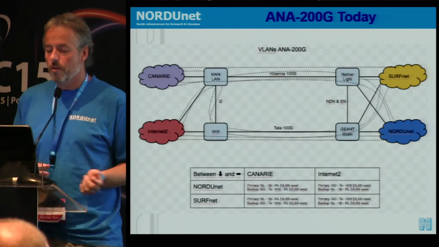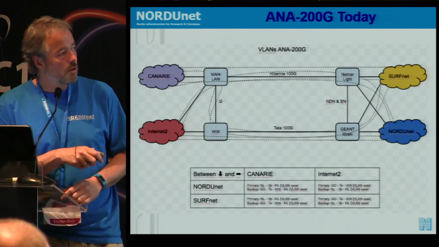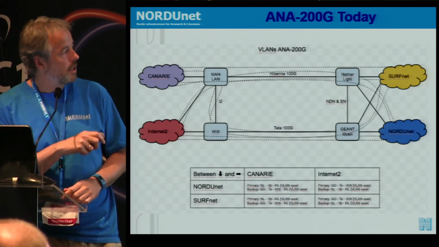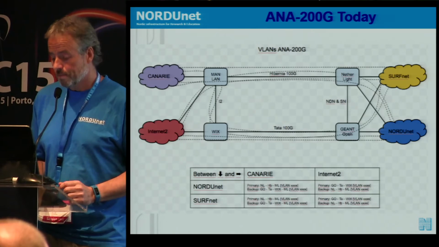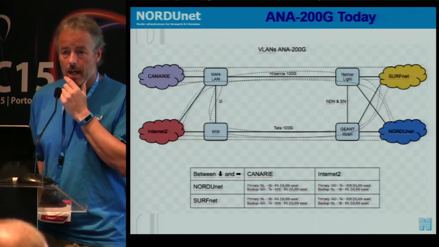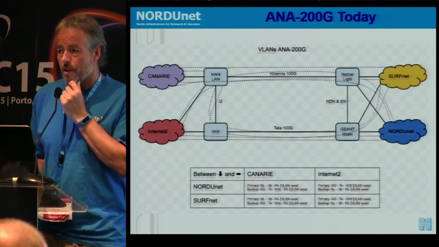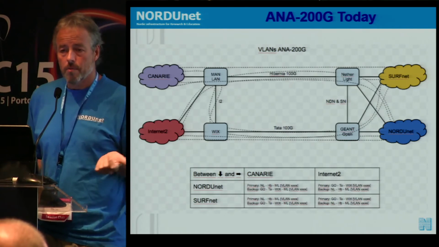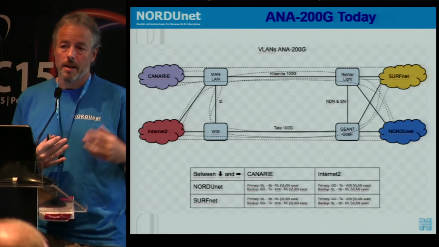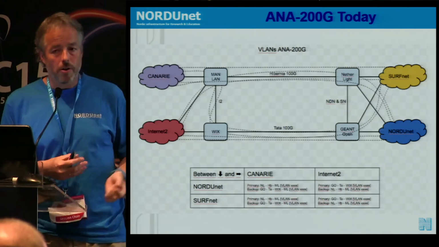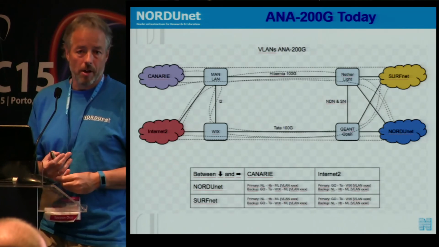So, summary of the ANA today. Surfnet and Norgenet using it on the European side, and Canary and Internet 2 connected to it on the North American side. And there is an important agreement we have with ESNet. Earlier today I saw the map of ESNet reaching out to Europe, and ESNet and the ANA partners agree that they will be each other's backup in case of failure.